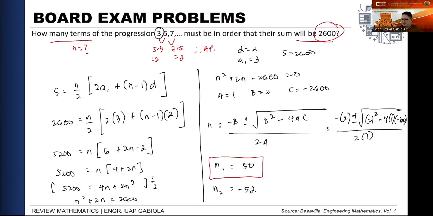Kasi si negative 52 will be trivial siya, no? So, ibig sabihin, hindi siya nag-exist. Kasi wala tayong number ng progression na negative. No? Wala tayong number ng terms na negative. Okay? So, yung answer natin will be 50. So, 50 terms yung pinag-uusapan natin for this progression example. Okay? So, as you can see, yung knowledge sa ginagamit sa ibang problem, pwede din gamitin, no? Kaya ganun po ang algebra. Dapat, flexible talaga siya. Okay?